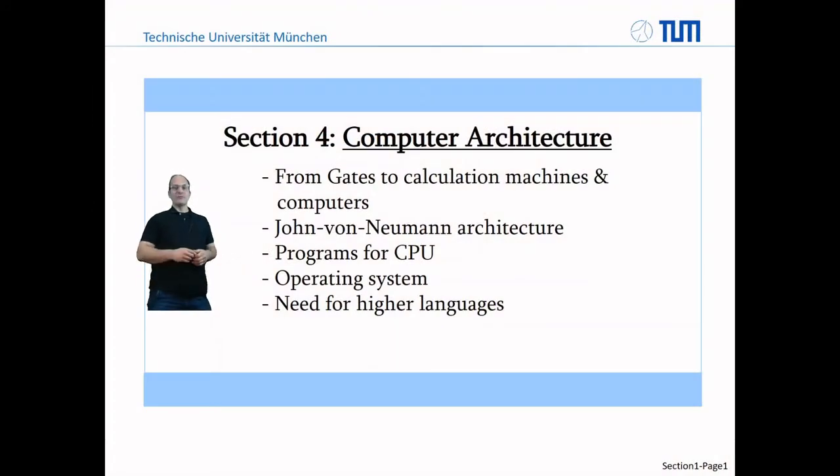Here I want to show you a few small things. For example, starting from gates, coming to computers. What is the principle of the John von Neumann architecture? How do we write programs for these new calculation and programming tools? What are operating systems? And why do we need higher level programming languages?